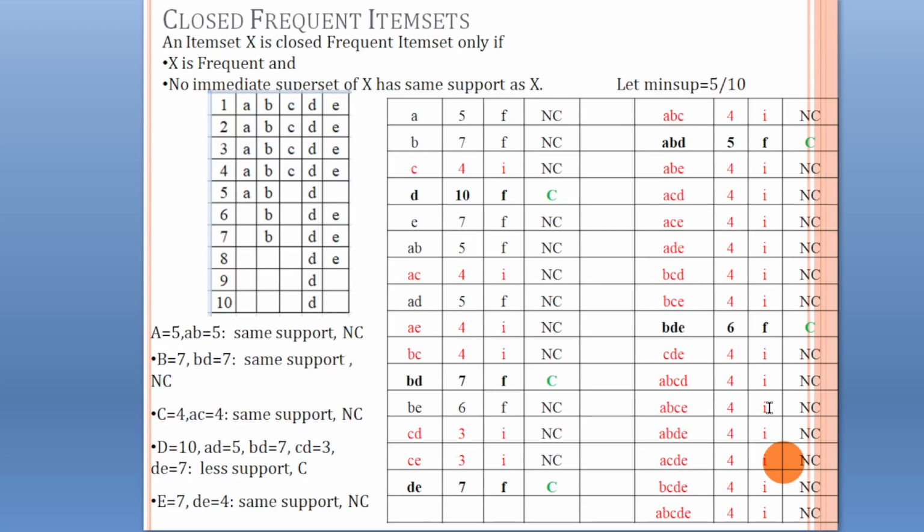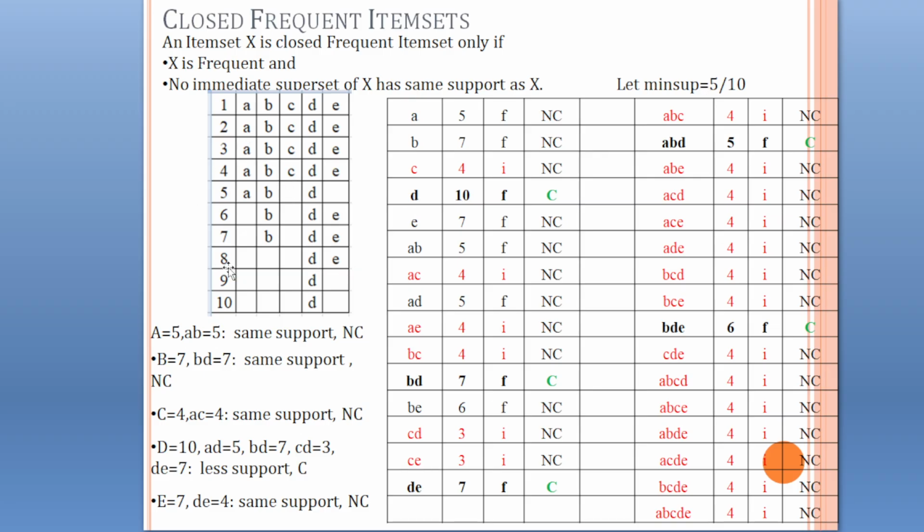Hello, in this video we will be learning about closed frequent item sets. An item set X is a closed frequent item set only if X is frequent and no immediate superset of X has the same support as X. We are given certain transactions and a minimum support count threshold of 5.